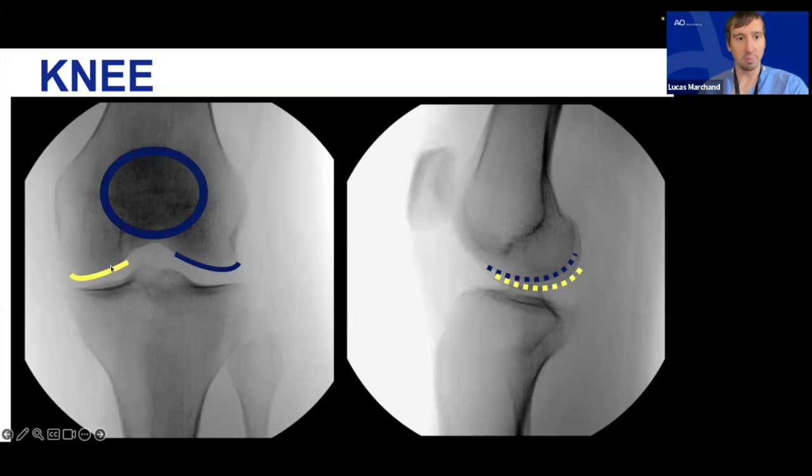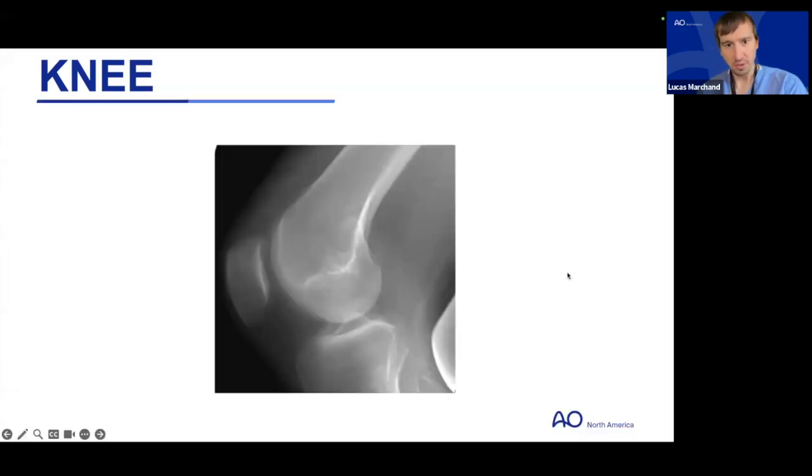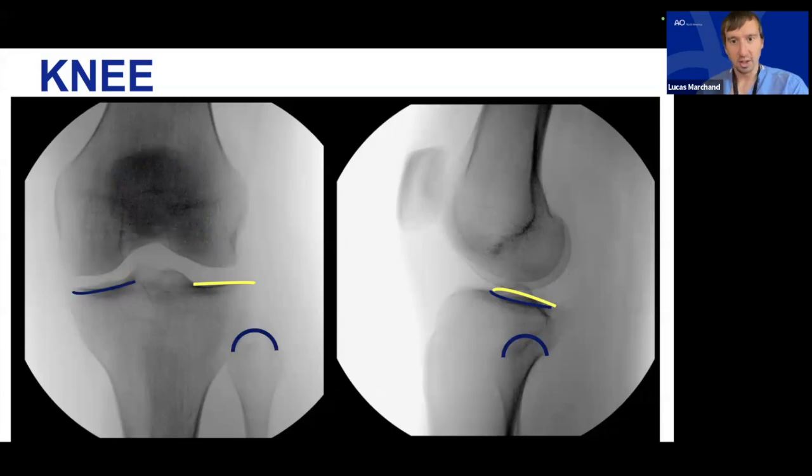So on the right, a good AP shows us the distal femur articular surfaces as well as the patella. And on the lateral, we're going to see the patella. We're going to see the medial and lateral condyles of the distal femur. And then finally, we're going to get a look at the plateau, which in this case was a plateau fracture. So we're going to focus in on that. On the AP, again, you're going to see the medial and lateral sides.